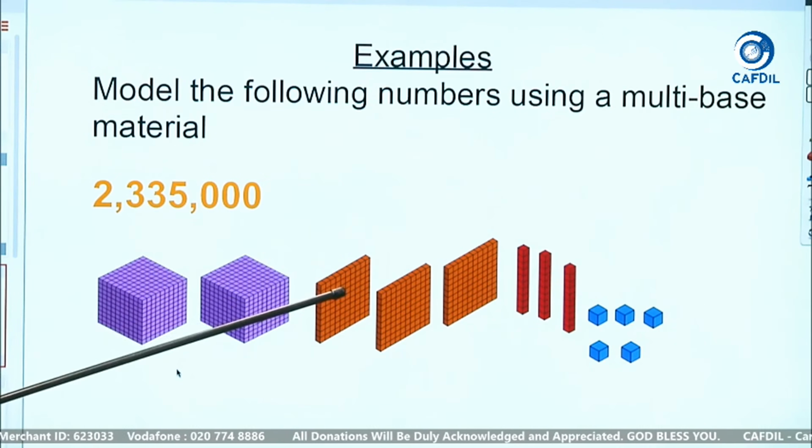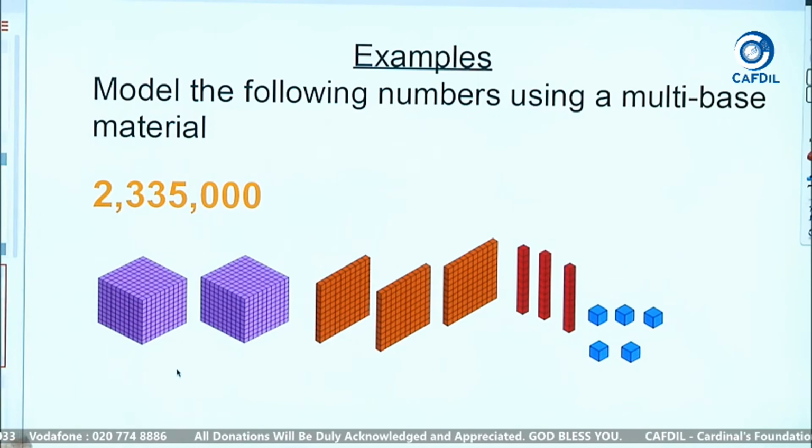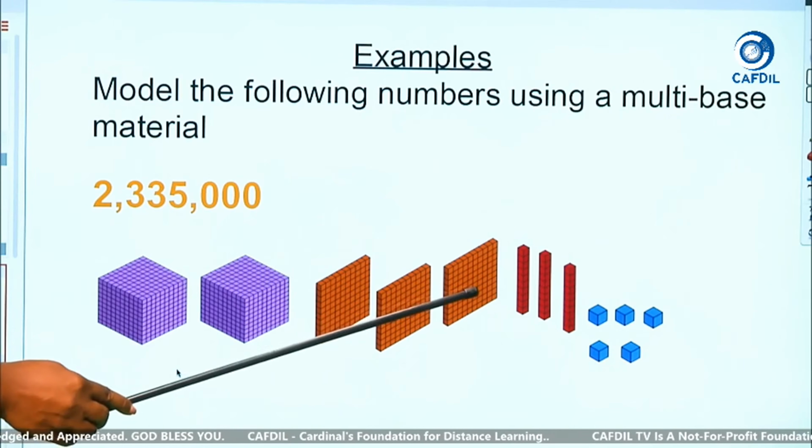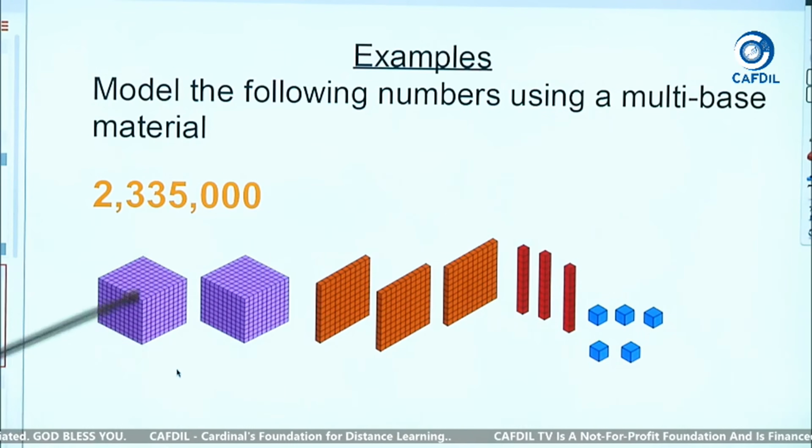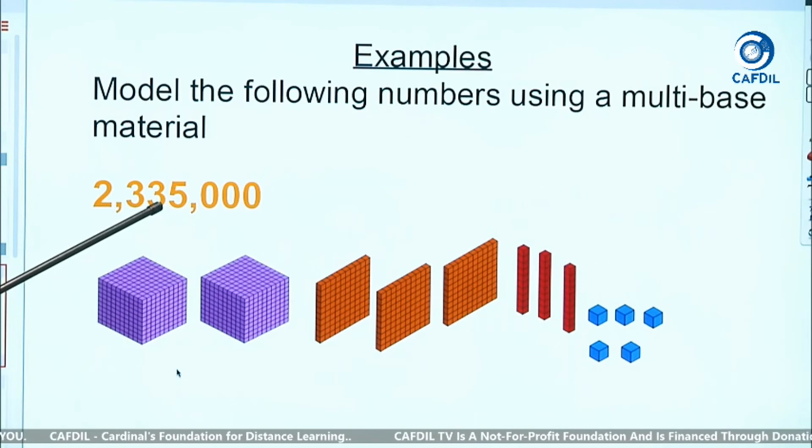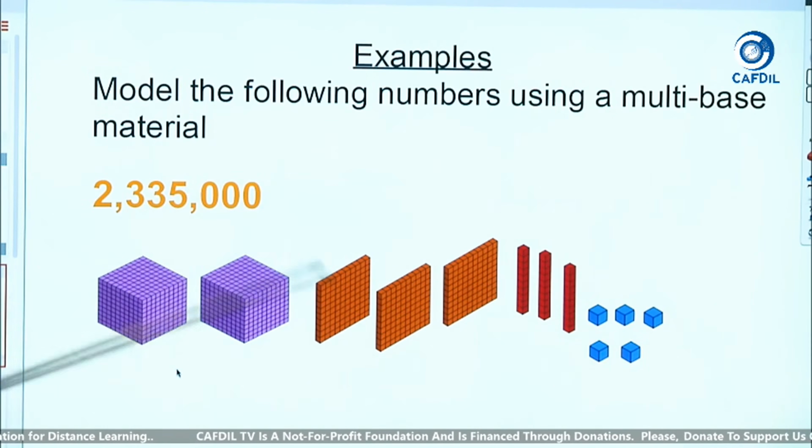300,000. We will need 3 of the flats. What is the units of a flat? It's 100,000. So 300,000 means we will use 3 flats. And we will move to the next 3. The place is 10,000. So this is 30,000. So we will need 3 longs. Since a long is 10,000, the 30,000 we will need 3. So 10 plus 10 plus 10, making 30,000.